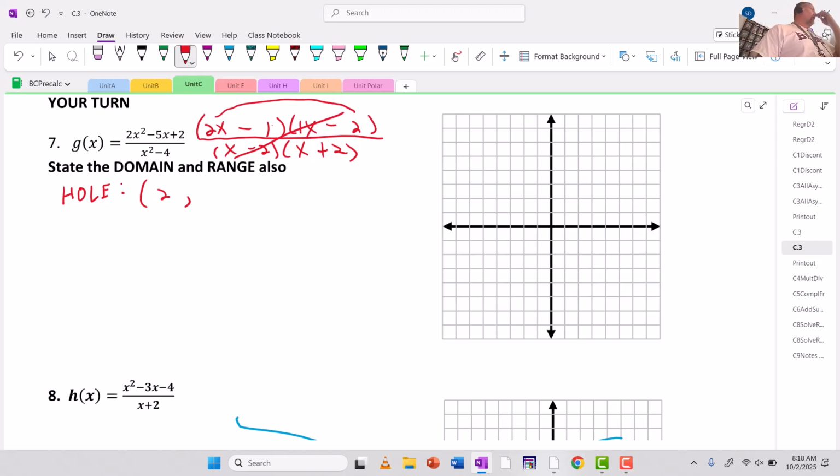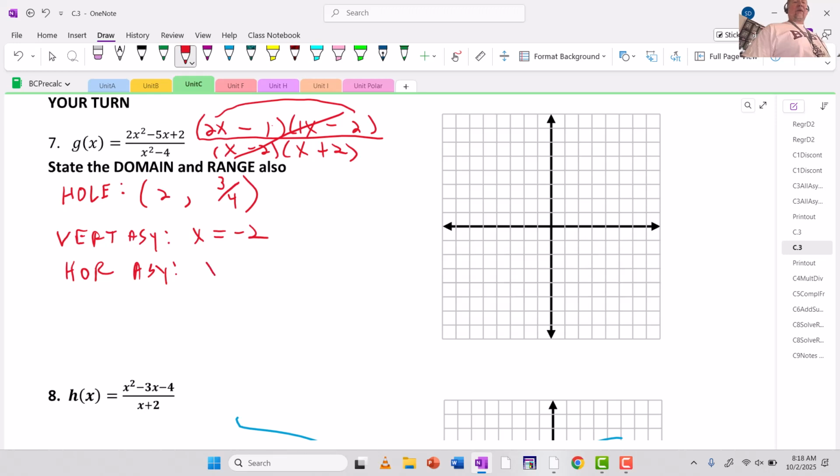2 times 2 is 4. 4 minus 1 is 3. And then 2 plus 2 is 4. Does anyone know what I just found? What did I just find? The hole. Okay, so you should know what the hole is. All right, and then I'm just going to go vertical asymptotes. Let's all grow up here, just like the teacher. Maturity. All right, and then horizontal asymptotes. y equals 2 over 1, which is 2.